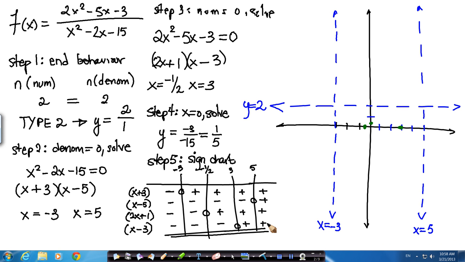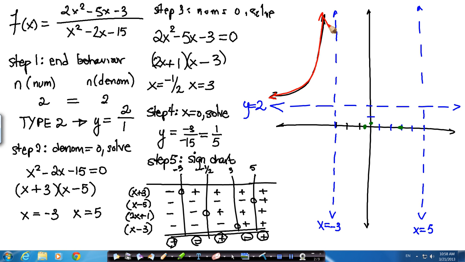All right, so 4 negatives makes a positive. 3 negatives makes a negative. 2 negatives, positive. 1 negative, negative. No negatives, positive. So, when our function is less than negative 3, our function is positive. Up here. Let's make this another color. How about red? So our function is positive up here.